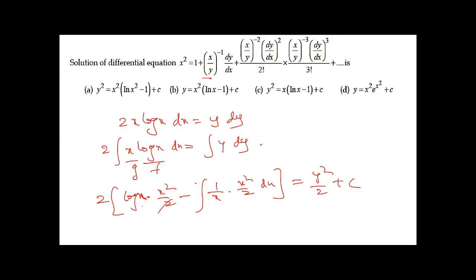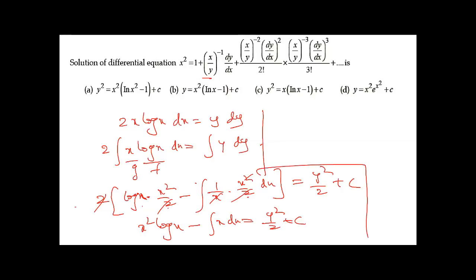Okay, now this 2 will get cancelled. Take 1 by 2 outside, it's cancelled. Here 1 x is cancelled. So x square log x minus integral of x dx equal to y square by 2 plus c. This 1 by 2 I'll take outside, that is cancelled only. Now what will come here? x square log x minus x square by 2 equal to y square by 2 plus c.